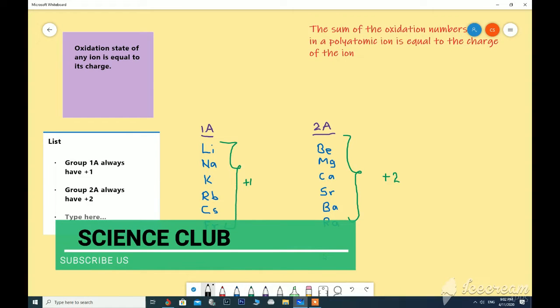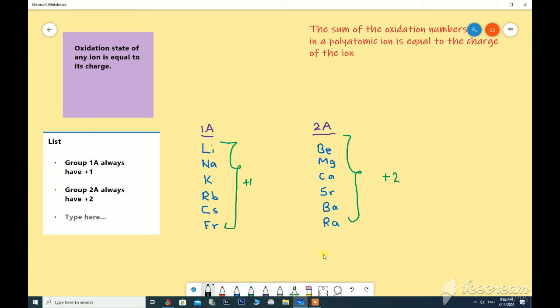In this video, we are going to discuss how to find the oxidation number of different elements in a chemical compound. So we have to remember some rules. Let's see what they are. The oxidation state of any ion is equal to its charge.